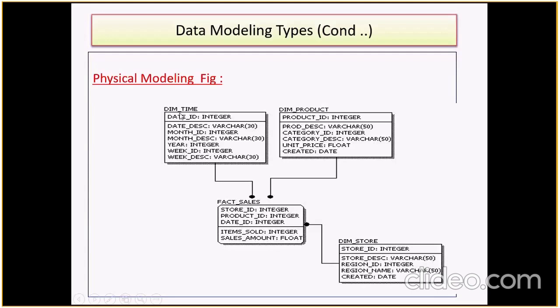For date, we have a dim date. We have date ID, date description, month ID, I mean for that date what is the month ID, month description, which is the year, which is the week. So this is how we convert every data model, step by step modeling of my requirements.